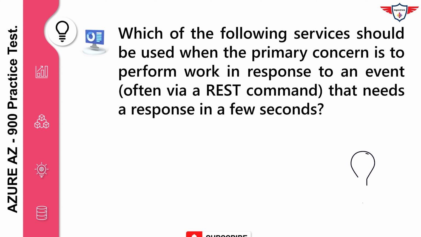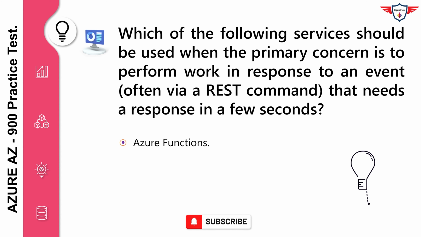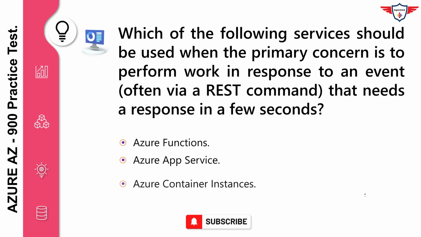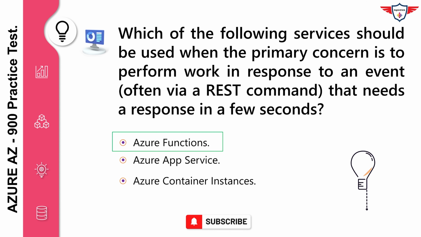Which of the following services should be used when the primary concern is to perform work in response to an event, often via REST command, that needs a response in a few seconds? Azure Functions, Azure App Service, Azure Container Instances. The correct answer is Azure Functions. Azure Functions is used when you need to perform work in response to an event, often via REST request, timer, or message from another Azure service, and when that work can be completed quickly, within seconds or less.